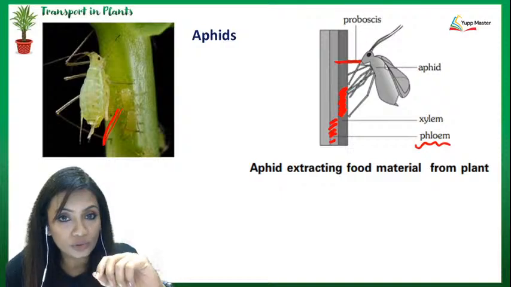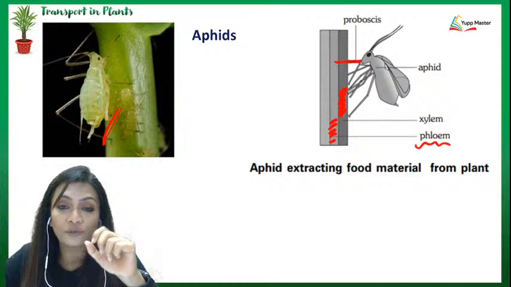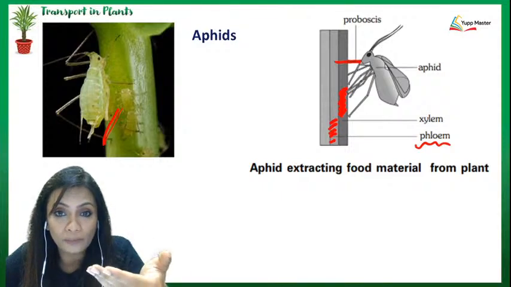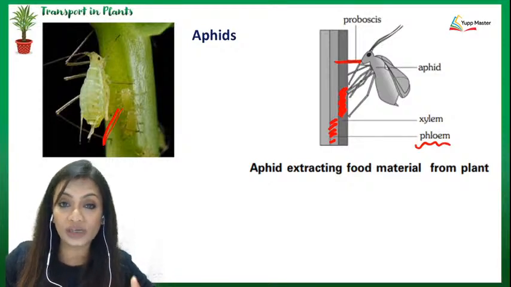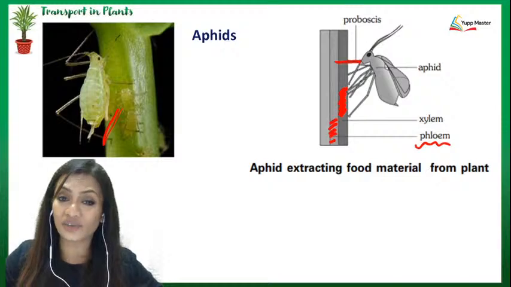So what is it going to do? It is going to pull that food out, right? So now if we want to know exactly what the phloem fluid is made up of, what is it consisting of, wouldn't it help if we got whatever was in that proboscis fluid? Yes, but the proboscis is very small.